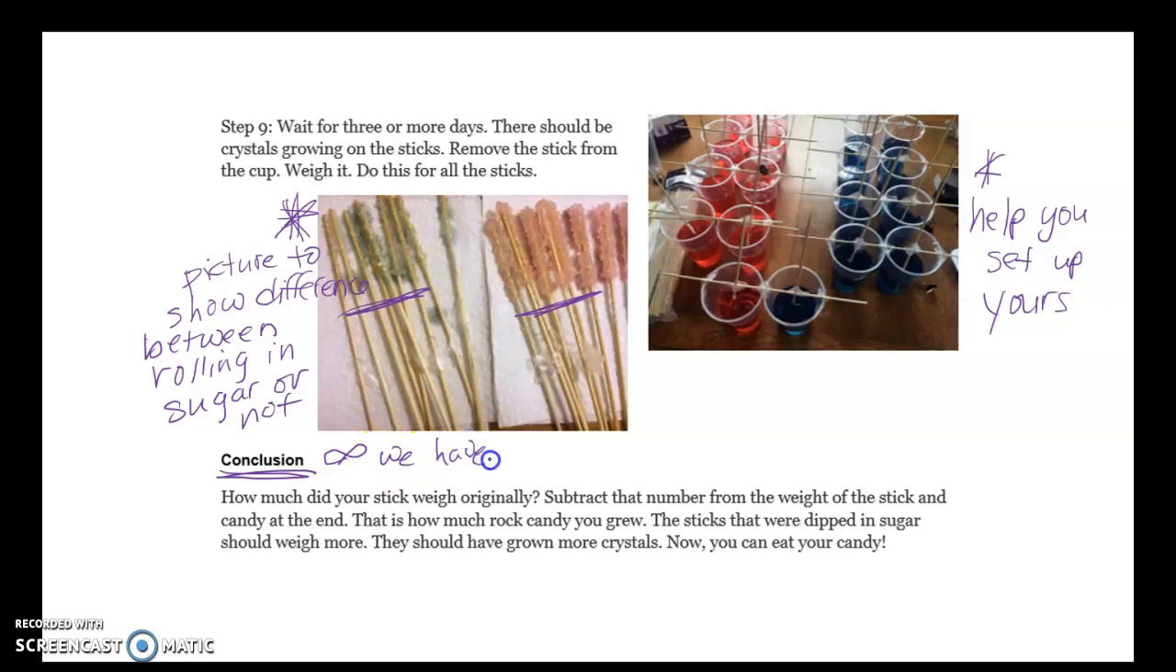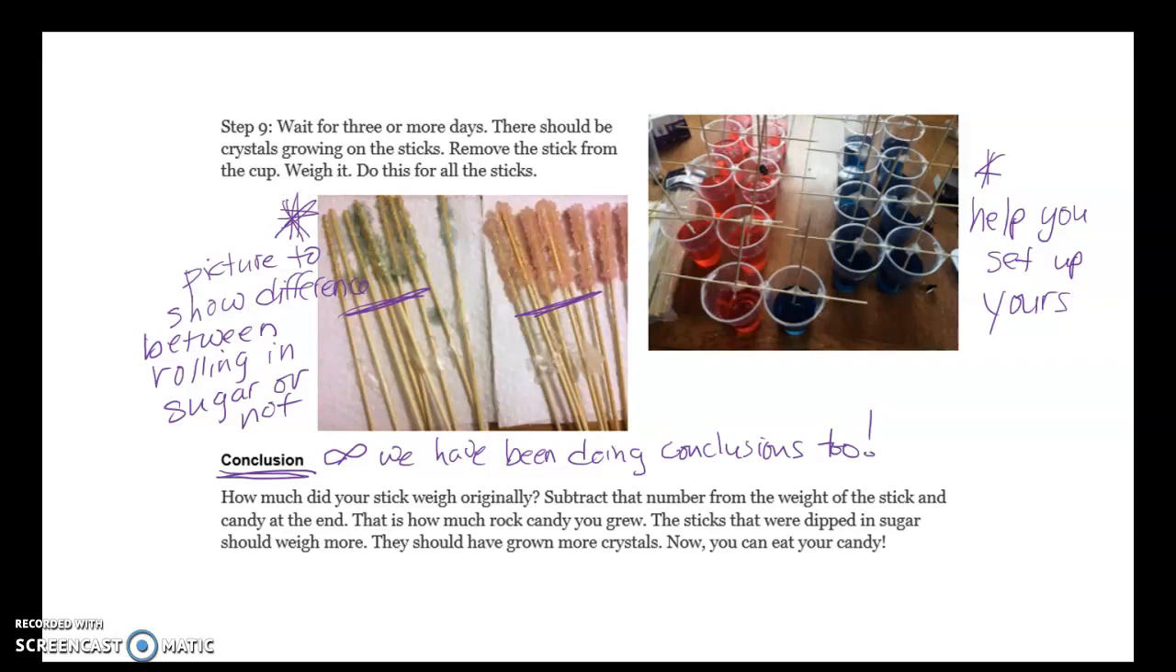We have been doing conclusions too. So I made a connection. How much did your stick weigh originally? Subtract that number from the weight of the stick and candy at the end. This is how much rock candy you grew. The sticks that were dipped in sugar should weigh more. They should have grown more crystals. Now you can eat your candy.